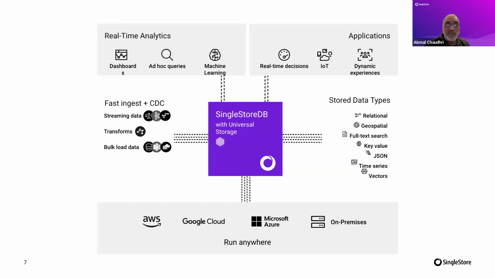On the right-hand side, you can see the stored data types. Relational is at its heart, but we do other things as well: geospatial, full text.